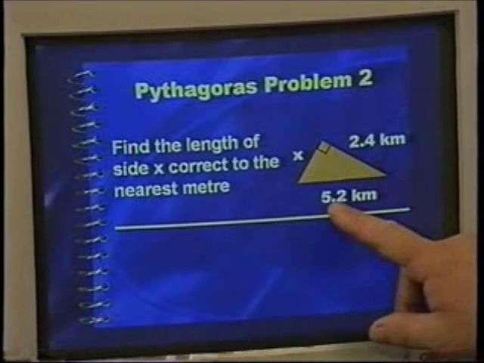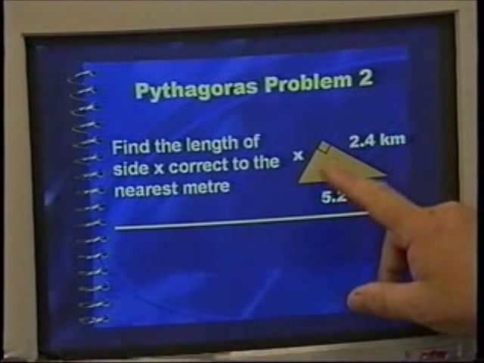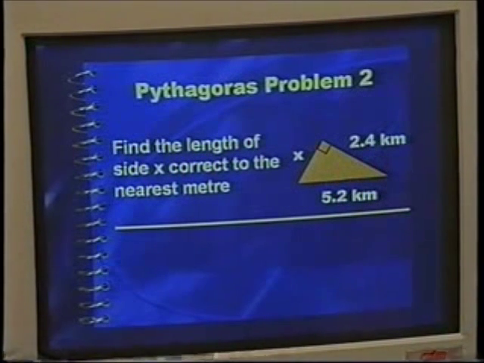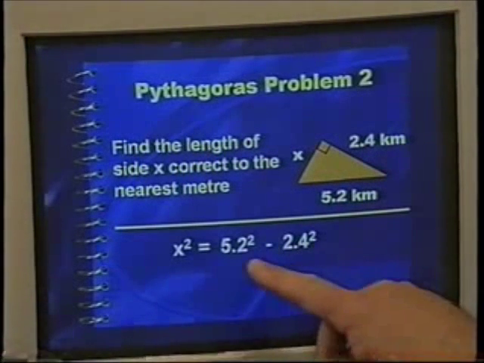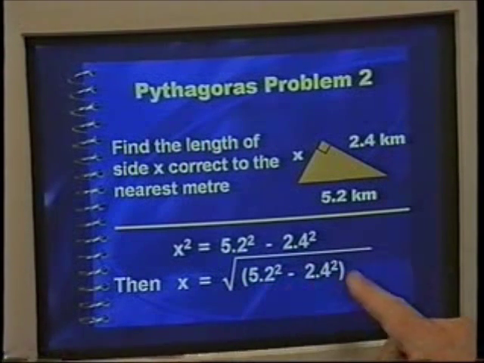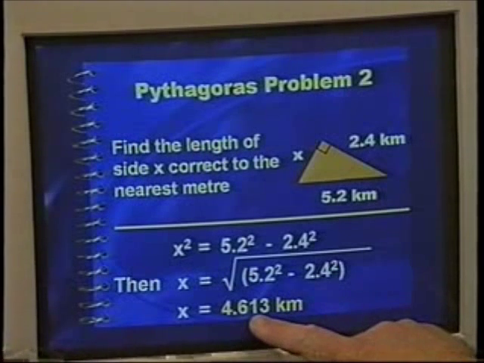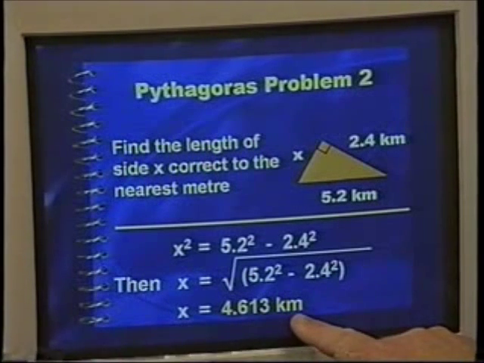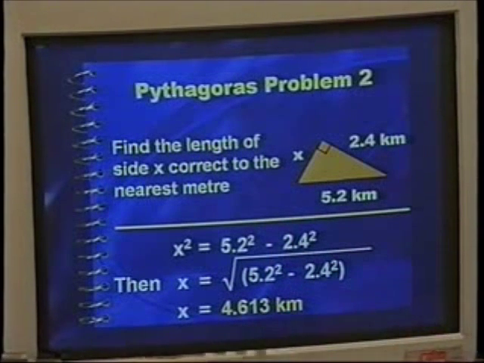The next problem, a little bit more difficult. Here we actually know that the hypotenuse is 5.2 kilometers. The other side is 2.4. We have to find the third. This is actually a matter of subtraction. We actually subtract 2.4 squared from 5.2 squared. I've written that in this particular format with brackets and the square root sign. In the calculator I get 4.613. Now I've actually given it to 3 decimal places because the answer is in kilometers, and we were asked to give it to the nearest meter, and of course there are 1,000 meters in 1 kilometer.